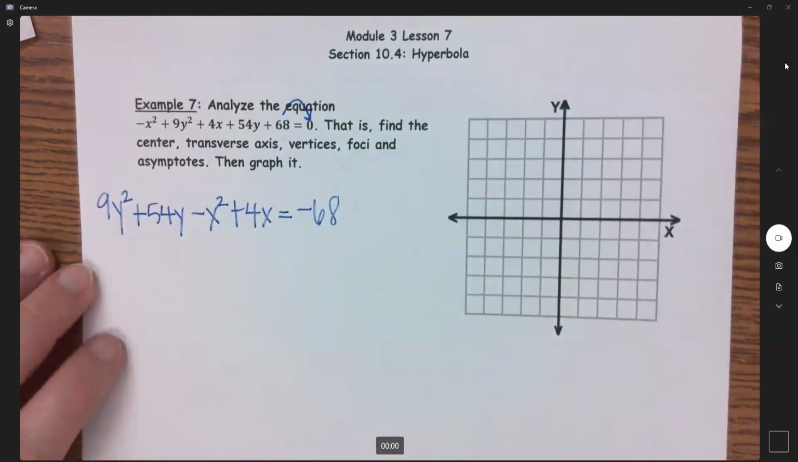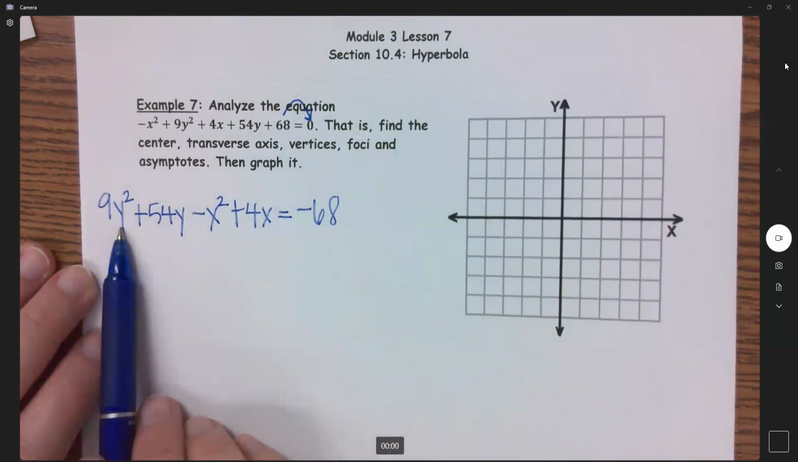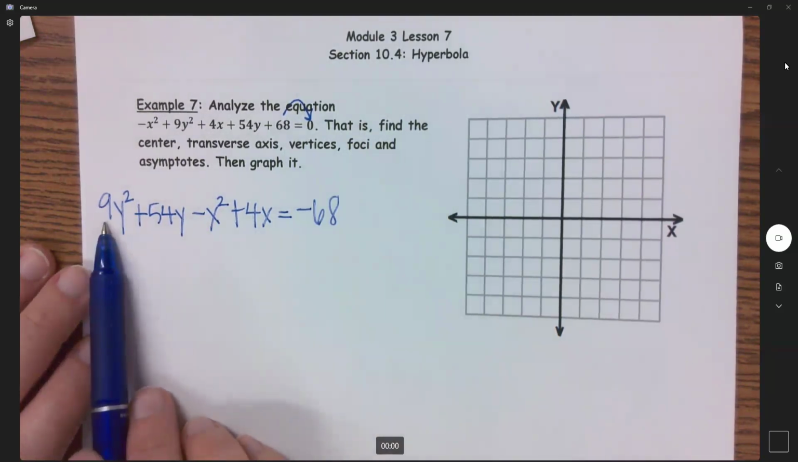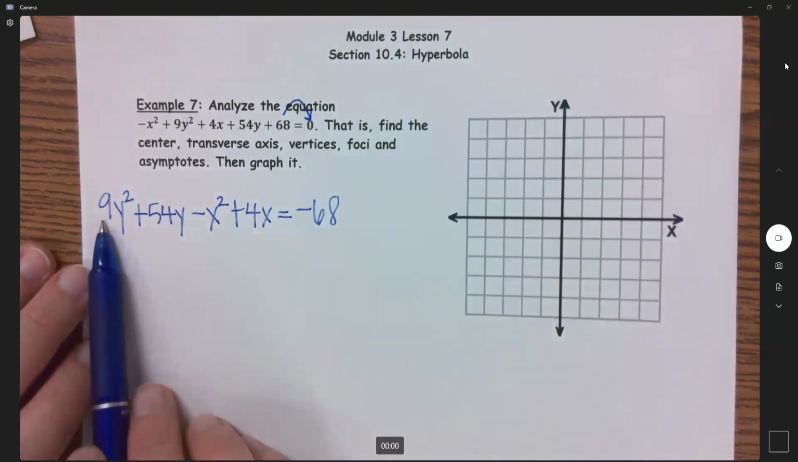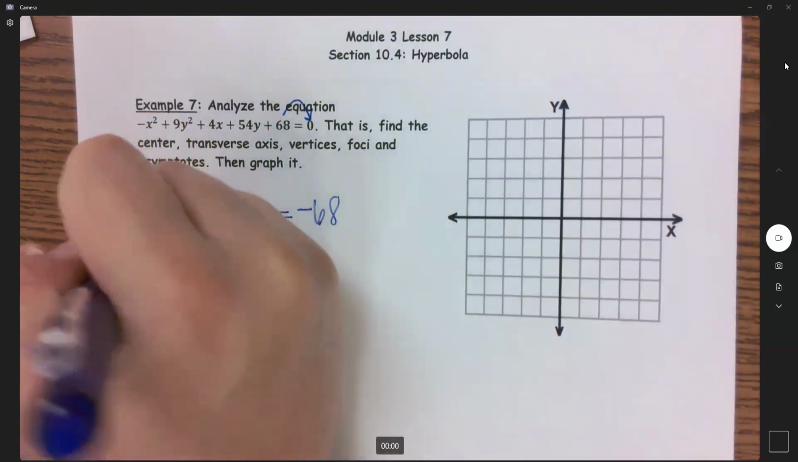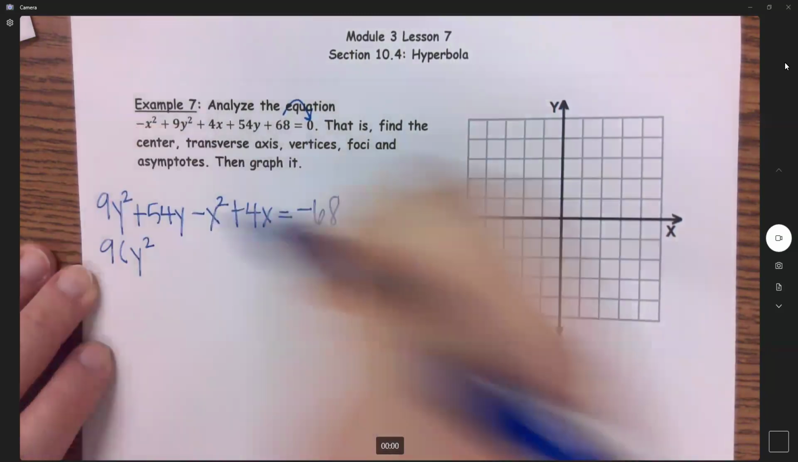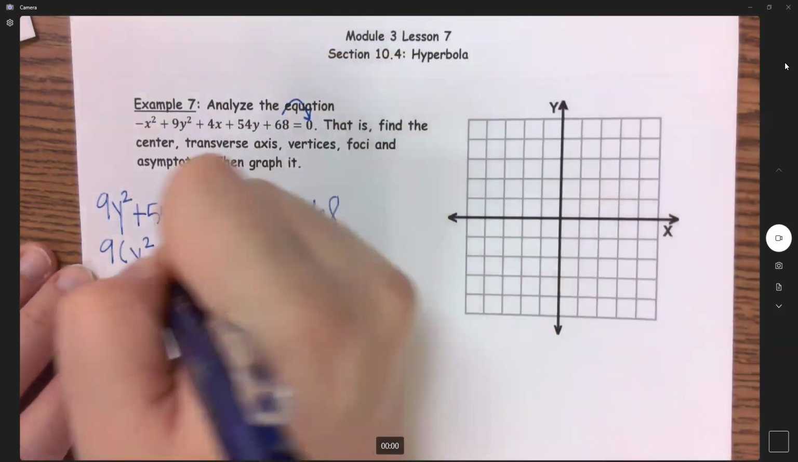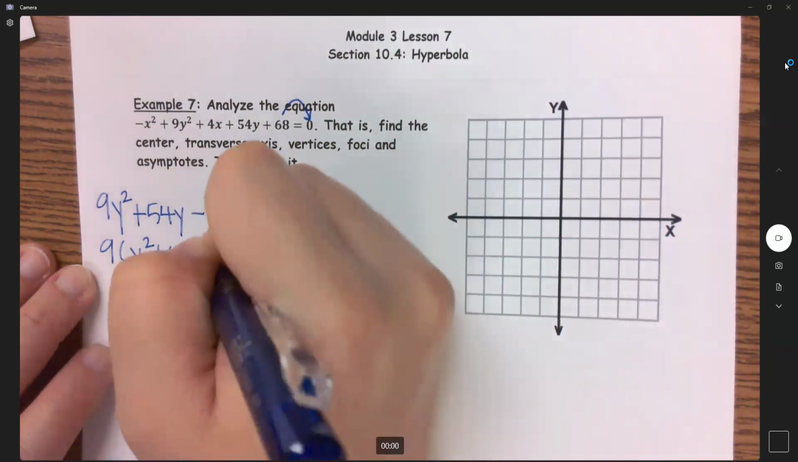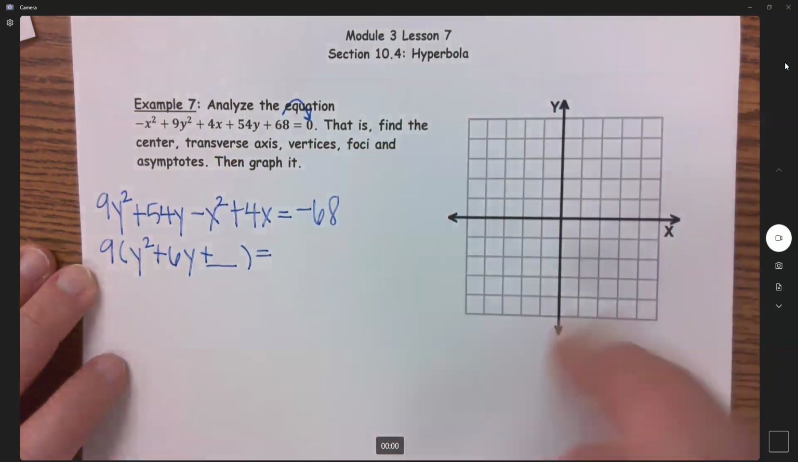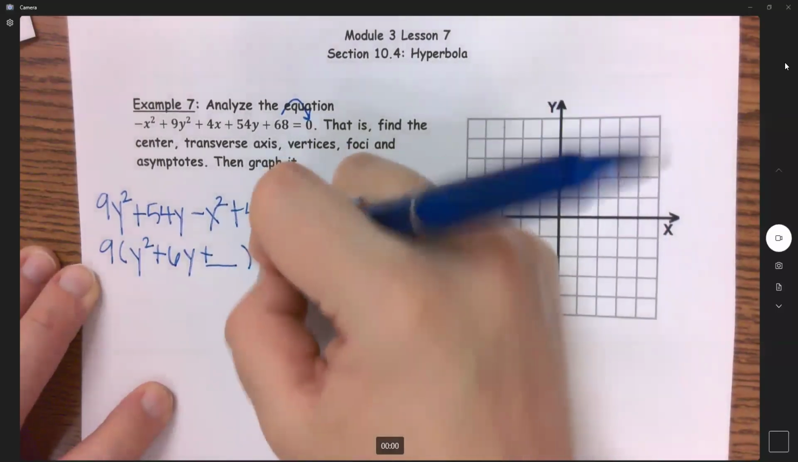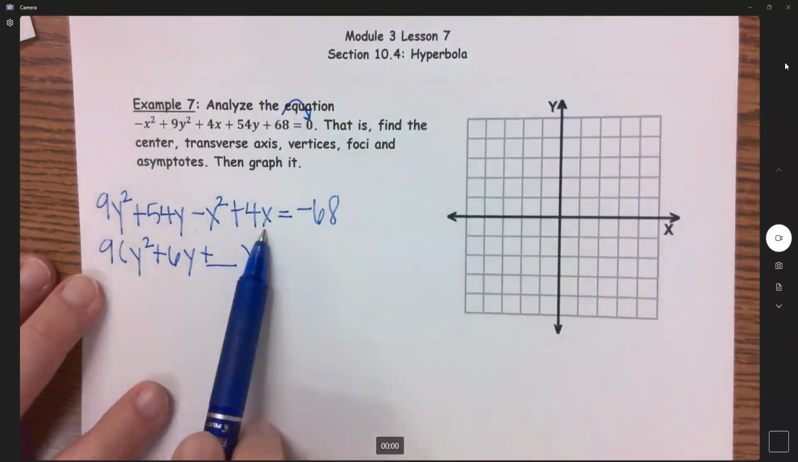Now, before I can start completing the square, which you need to go back into the extras and watch the additional lesson if you haven't already, when I complete the square, my a needs to be 1. So whatever's in front of your square term, you need to pull it out. So I'm going to pull out this 9. That's going to leave me with y squared plus 6y. Now I'm going to leave some room. Okay, then we're going to move over here to our x's.